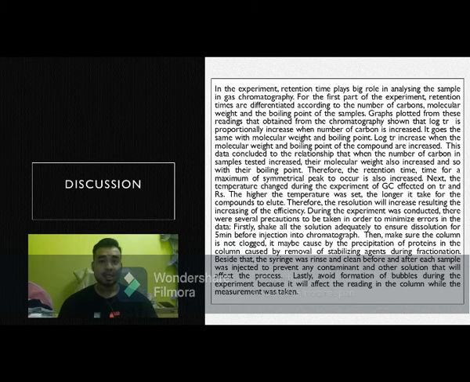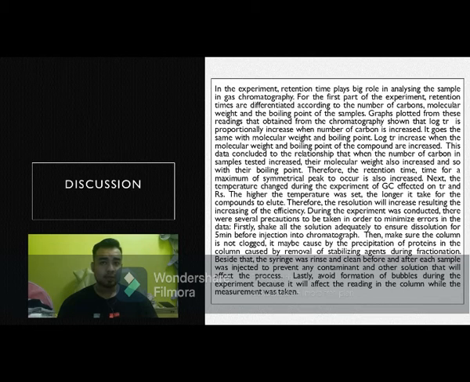In this experiment, retention time plays a big role in analyzing the sample in gas chromatography. For the first part of the experiment, retention times are differentiated according to the number of carbon, molecular weight, and the boiling point of the samples.